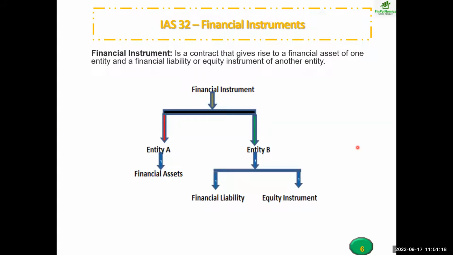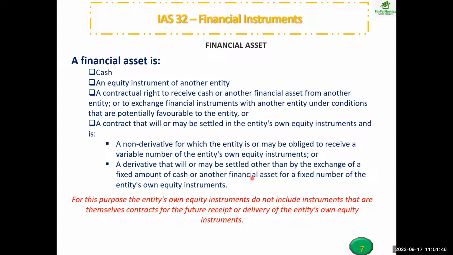Now to reiterate once again, we said financial instrument is a contract that gives rise to a financial asset of one entity and a financial liability of another entity, or equity instrument of the other entity. And this speaks again to what we've discussed earlier. And we went further to say what then is a financial asset. We said it could be cash, it could be equity instrument of another entity, it could be an instrument that gives a contractual right to receive cash or another financial asset from another entity, or to exchange financial instruments with another entity under conditions that are potentially favorable to the entity.